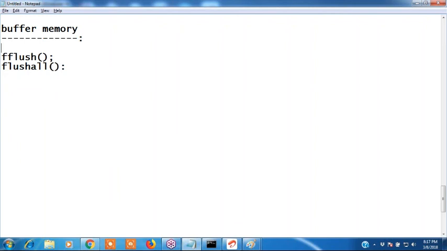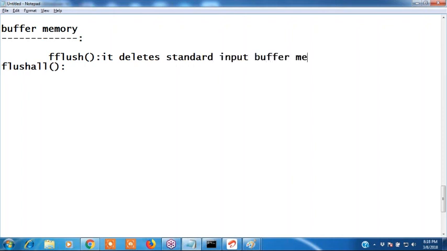OS allocates some memory. Okay. How to delete that memory? We have the fflush function. What is fflush? We have different input functions. fflush deletes the standard input buffer memory. I mentioned here standard input buffer. Okay, how many types of inputs are there?